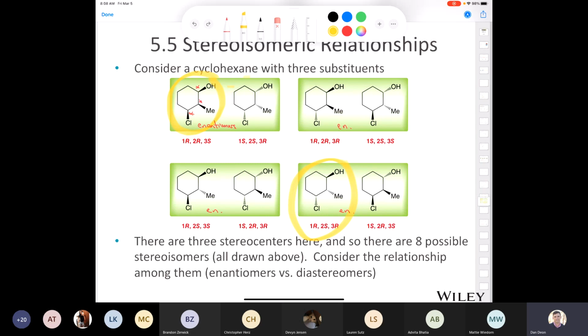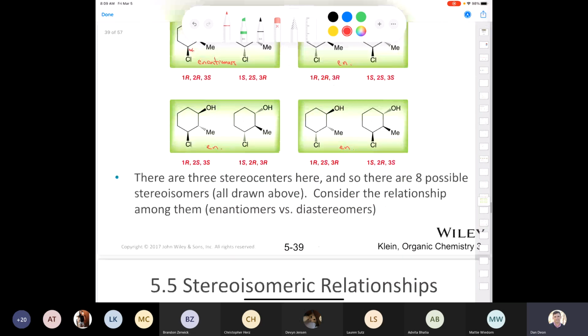Looked at from the viewpoint of R and S, we could do the same thing. All we have to do is analyze. We have 1R, 2R, 3S. This one has remained unchanged, whereas these two are changed, and therefore, again, these are diastereomers. So we've looked at several different ways of deciding when we have enantiomers and when we have diastereomers. With the amount of talking I did about that, you can clearly see that it's really important that you understand the concept of enantiomers and diastereomers. It's going to come up a lot in organic chemistry.